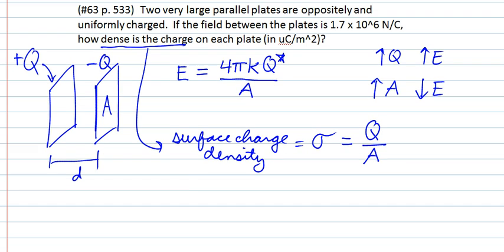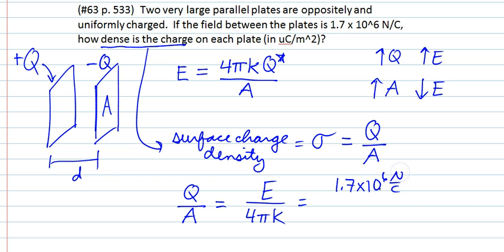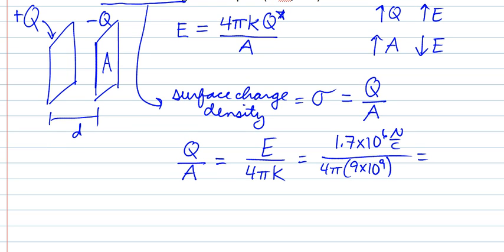Okay, so what we want to solve for is basically Q over A, which is E over 4 pi K. So it's just 1.7 times 10 to the 6 newtons per coulomb over 4 pi, and then 9 times 10 to the 9th, and then that's it. So this turns out to be something along the lines of 15.0 times 10 to the negative 6th.